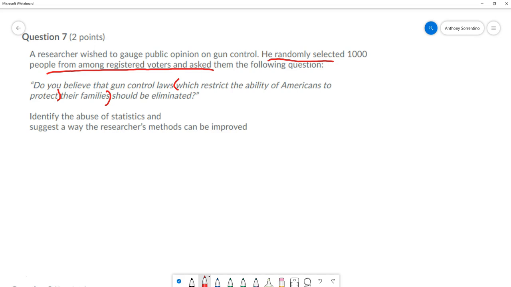So obviously it's a loaded question, the way it's been stated, and it's definitely going to pull people away from stating they believe in the gun control laws, even if they do make some degree of sense.